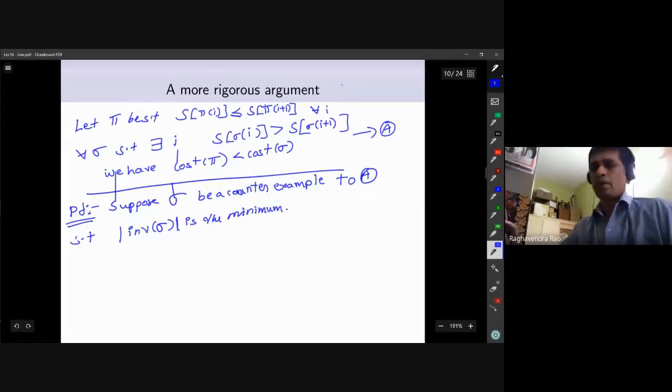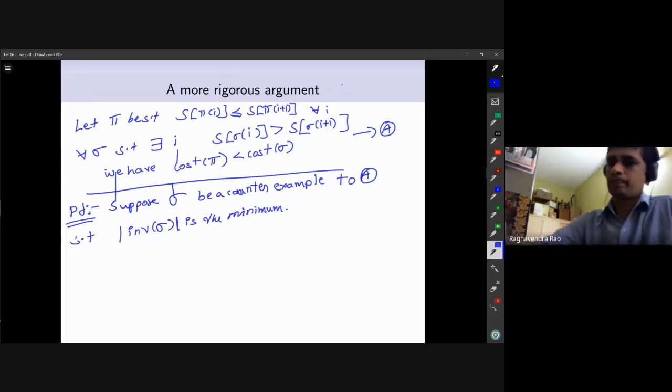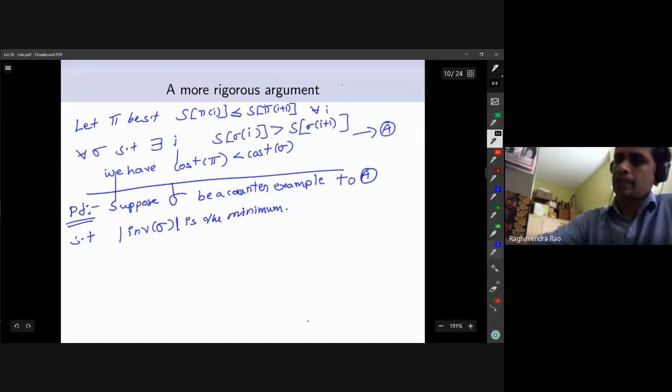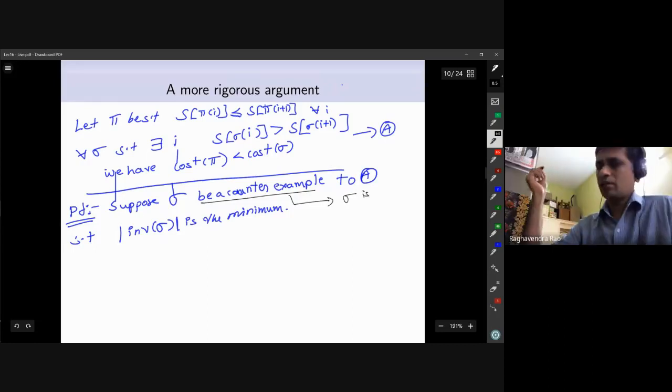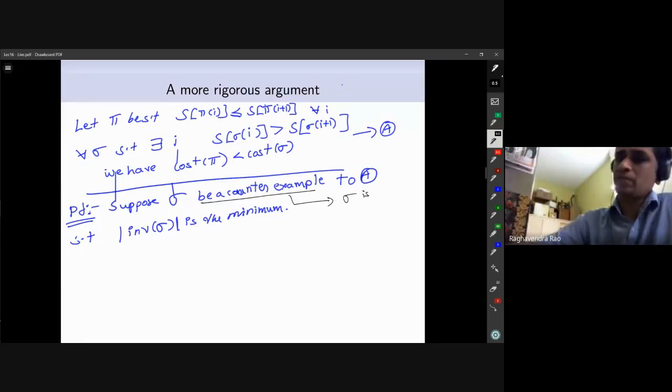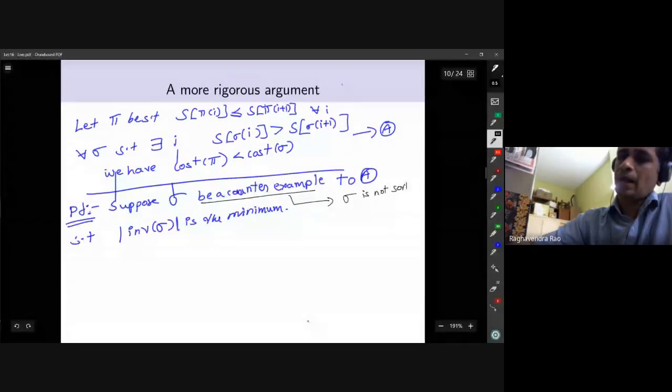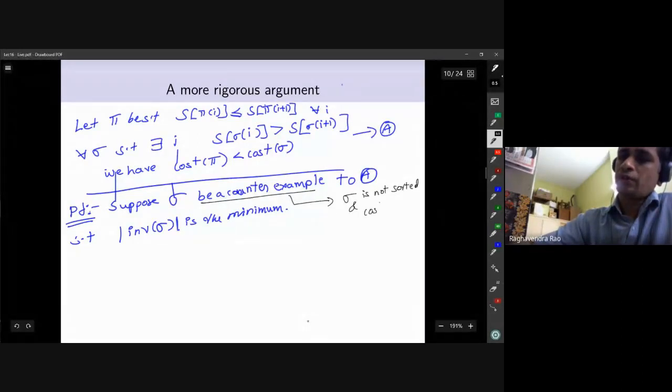So what do I mean by that? When I say sigma is a counterexample to A, let's elaborate here. That means cost of sigma will be smaller than, or smaller than or equal to, cost of pi. So sigma is not sorted, and cost of sigma is less than or equal to cost of pi.